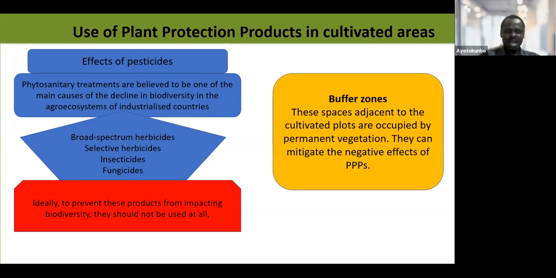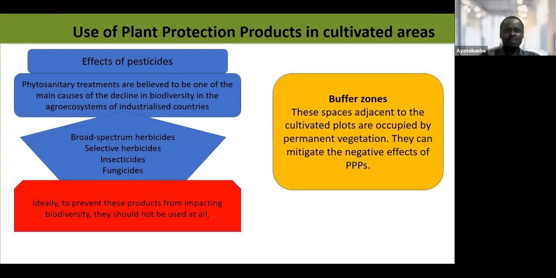And of course, there are bioremediation processes going on. There are some in existence in such a way that you will not have to use these chemicals. We can just use bio products that can digest easily, and they will not have negative environmental impacts on your crops. And we said that ideally, to prevent these products from impacting biodiversity, they should not be used at all.